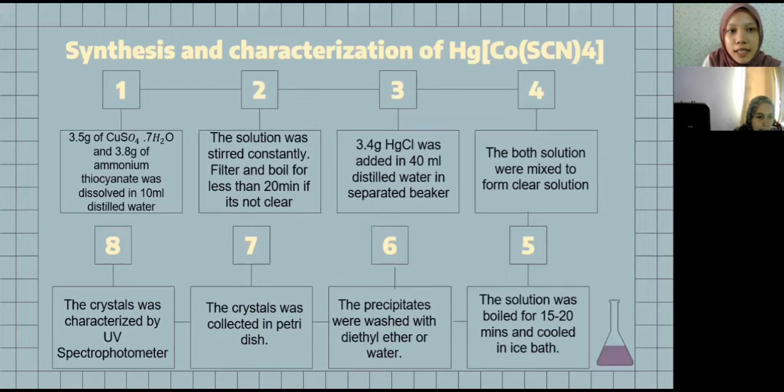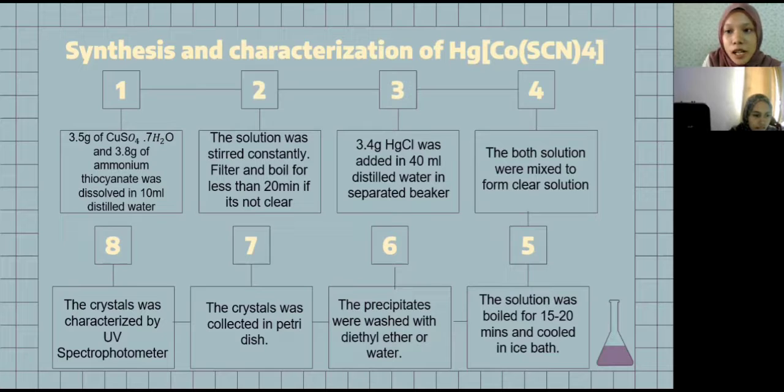Next is the synthesis and characterization of tetrathiocyanatomercury(II) cobaltate(II). First, 3.5 grams of copper sulfate heptahydrate and 3.8 grams of ammonium thiocyanate were dissolved in 10 ml of distilled water. And then the solution was stirred constantly. If the solution is not clear, the solution is filtered and boiled for not more than 20 minutes.